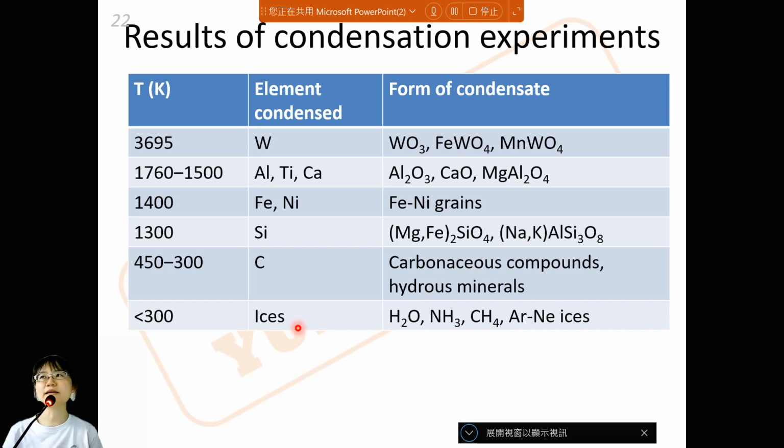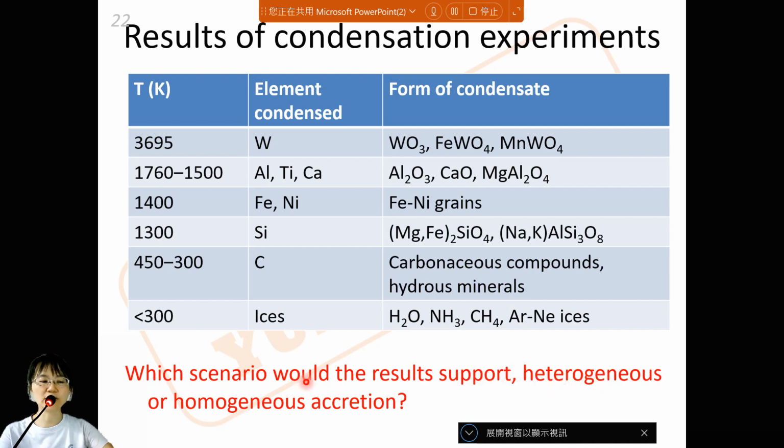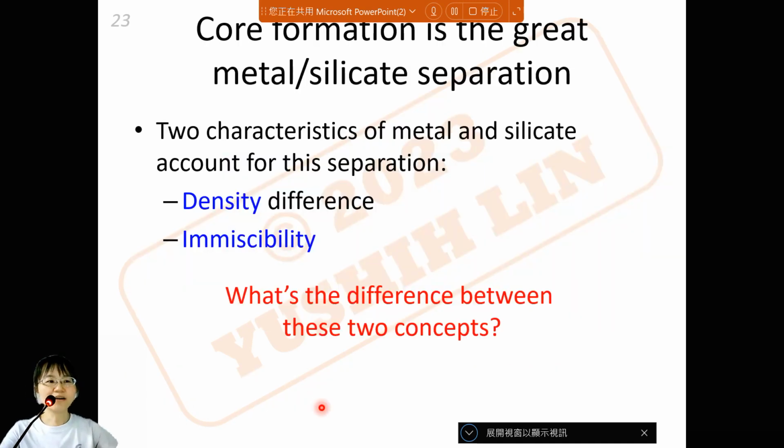This doesn't really match what we know from other lines of evidence. From meteorites, we know the core should be made of this. However, according to the experiment, our core should be made of tungsten, which doesn't really make sense because in meteorites, there is never a huge amount of tungsten. The result doesn't really support heterogeneous accretion. Therefore, scientists believe that at the beginning, it should be homogeneous accretion. And then the core formation is the result of the great metal silicate separation.